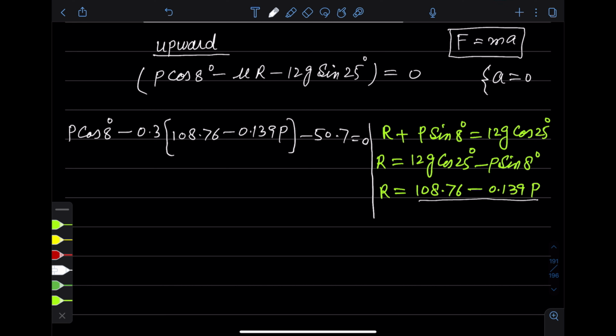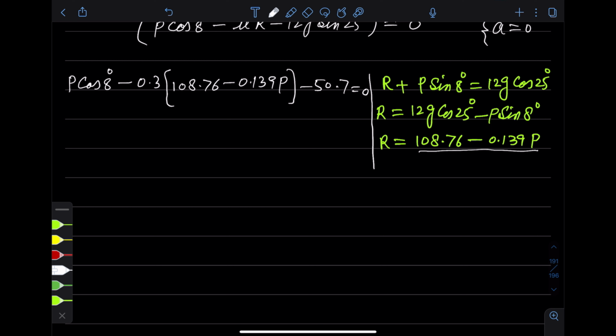Now further simplify, 0.3 को multiply कर देंगे, we will get P cos 8 degree minus 32.628। यहाँ पे आपने राउंड ऑफ नहीं करना क्योंकि ड्यूरिंग द वर्किंग राउंडिंग आपने नहीं करनी ताकि एक्यूरेसी मेंटेन रहे। प्लस 0.0417 p minus 50.7 is equal to 0.